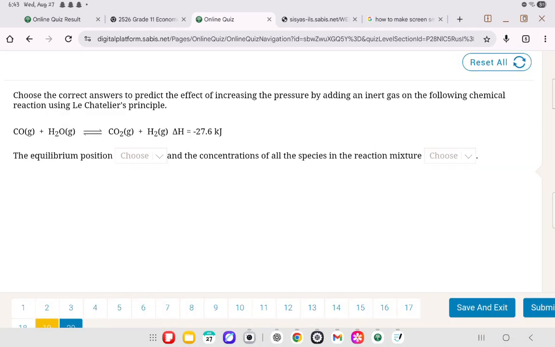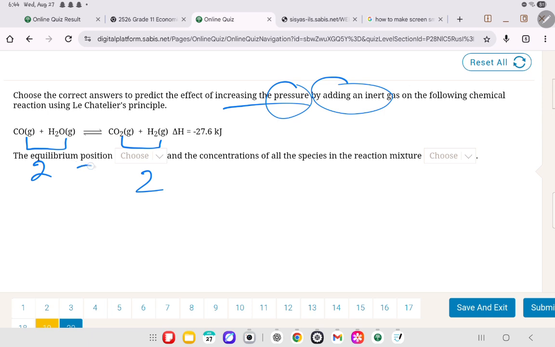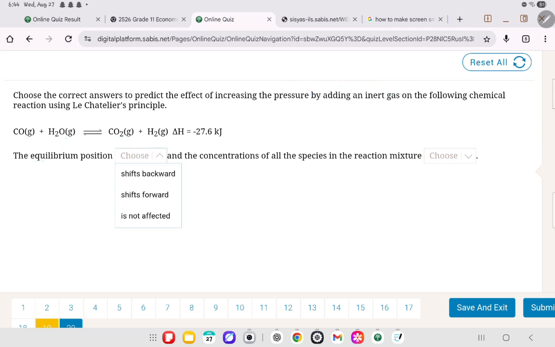Choose the correct answers to predict the effect of increasing the pressure by adding an inert gas. Okay, when you're dealing with the pressure, you always look at the gases on both sides, the number of gases on both sides. In this case, you have what? You have 2 gases in total. And here, how many do you have in total? You have 2. So because the number of gases on the left side is equal to the number of gases on the right side, adding an inert gas is not gonna cause any change. So the equilibrium position is not affected and the concentration of all species remain constant.